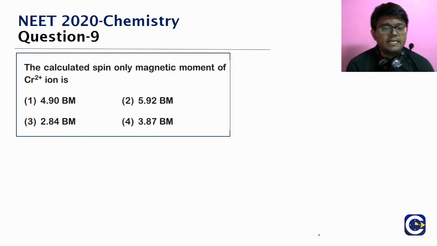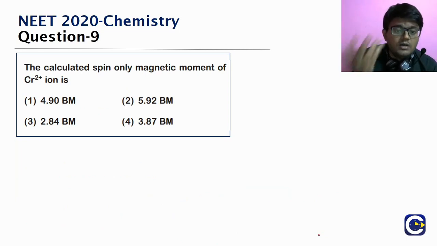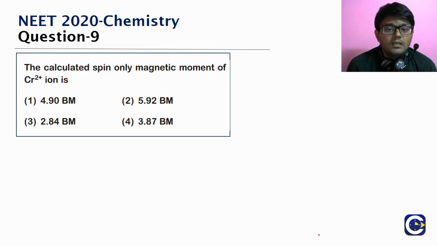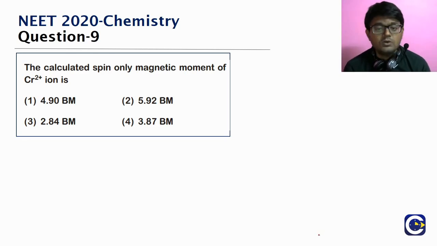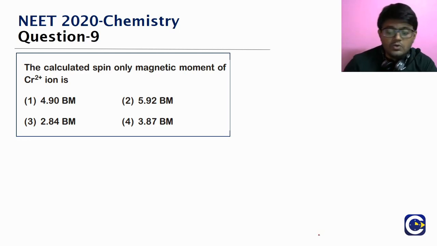So we'll move on to the next question, question number 9. This is a question based on the spin magnetic moment. Either we can look at it as a question from the D block or from the atomic structure chapter, because we talk about the spin only magnetic moment in both chapters. So what are we supposed to find? The calculated spin only magnetic moment of Cr2 plus ion. So how do we calculate? The spin only magnetic moment depends upon the number of unpaired electrons, right? So first we should know how many unpaired electrons are there in Cr2 plus ion.